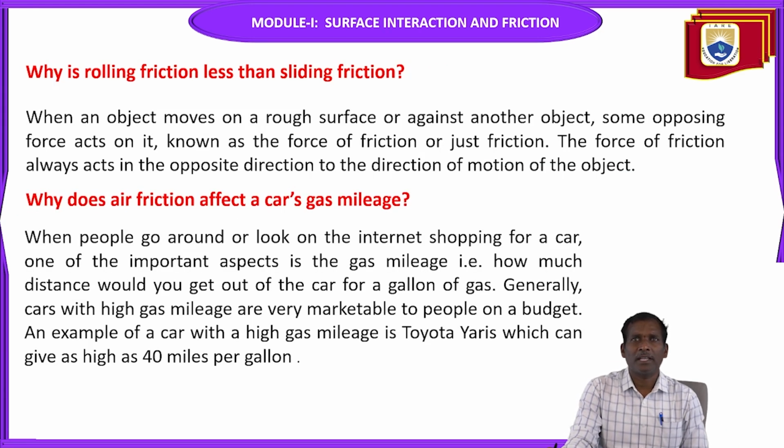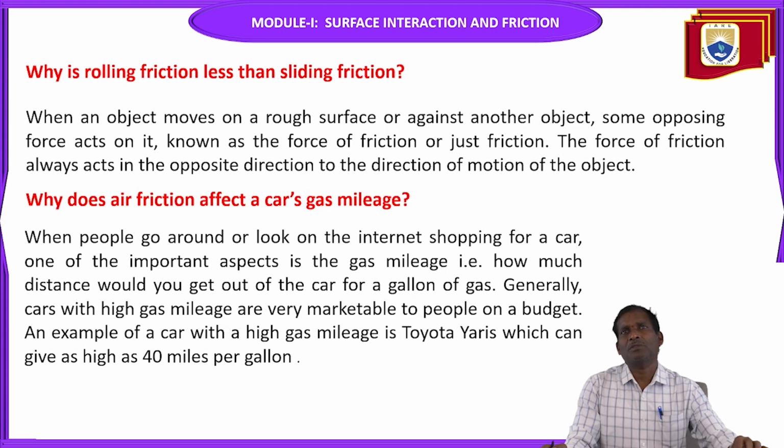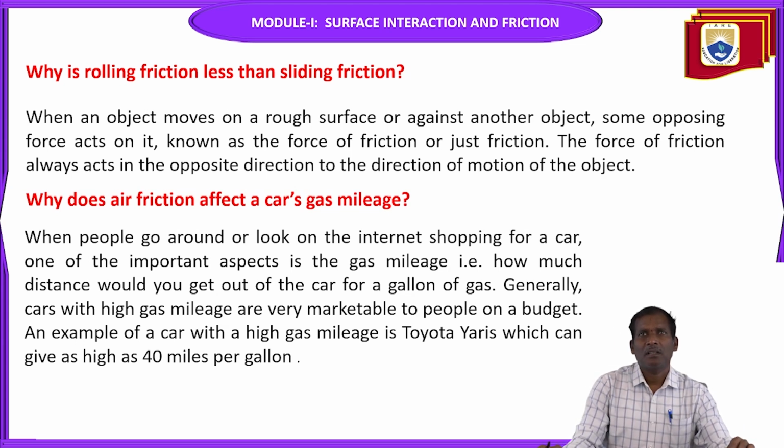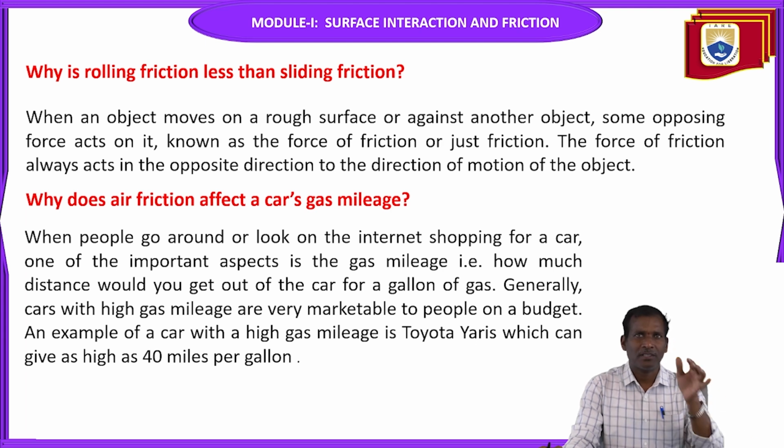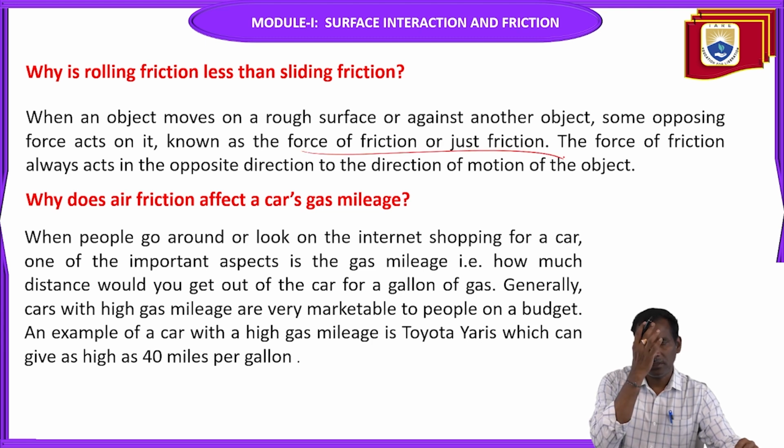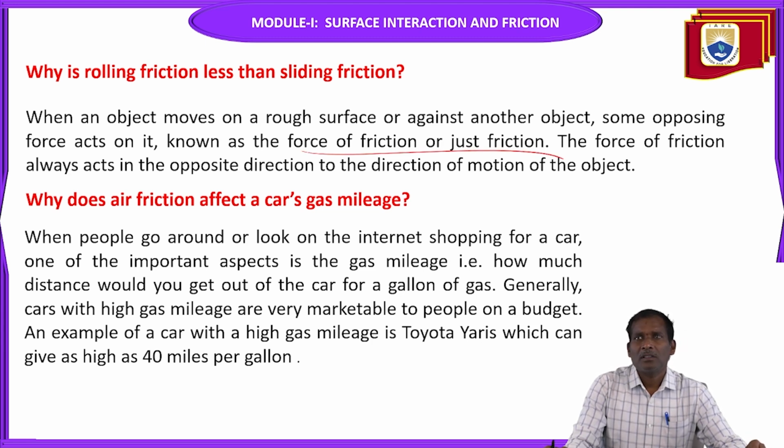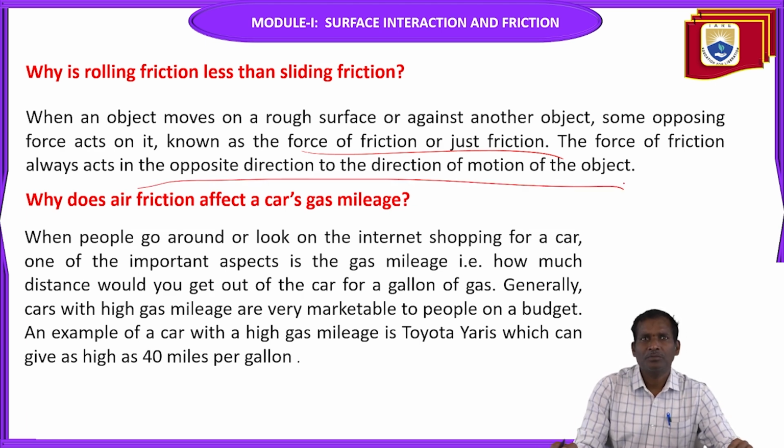Next, why is rolling friction less than the sliding friction? We have already discussed this in previous slides. When an object moves on a rough surface or against another object, some opposing force acts on it, known as the force of friction, or just friction. The force of friction always acts in the opposite direction to the direction of motion of the object. This you already know.